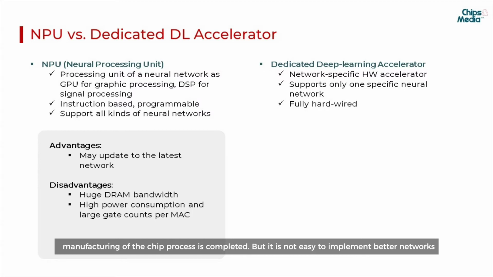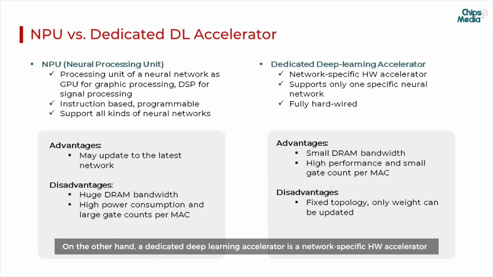But it is not easy to implement better network in NPU since there are limitations of NPU performance in real time. On the other hand, a dedicated deep learning accelerator is a network-specific hardware accelerator that's fully hardwired and supports one specific neural network. So it achieves high performance, low power consumption, and virtually zero DRAM bandwidth at the cost of generality. In high resolution application, the only dedicated accelerator can meet real-time performance, such as the 60 frames per second display or camera.